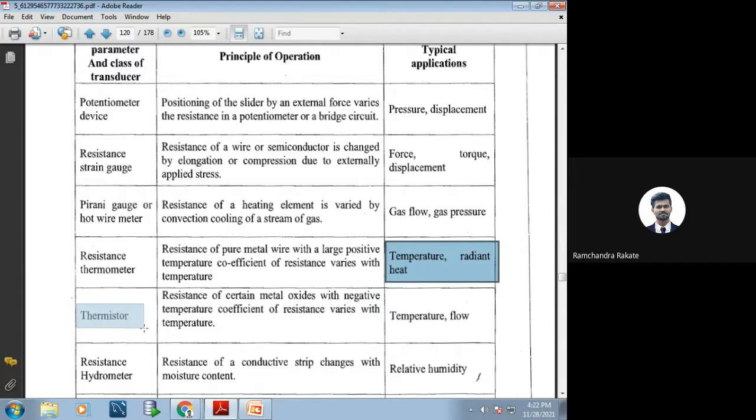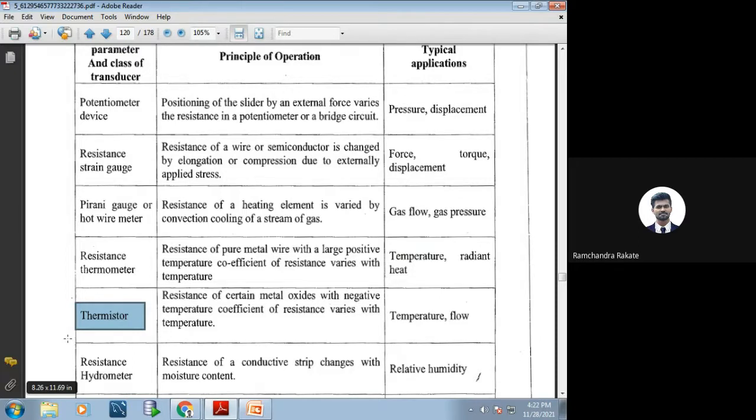So next we have the thermistor, which uses the resistance of a certain metal oxide with negative temperature coefficient of resistance, which varies with the temperature. That is, application will be in the domain of temperature and flow.